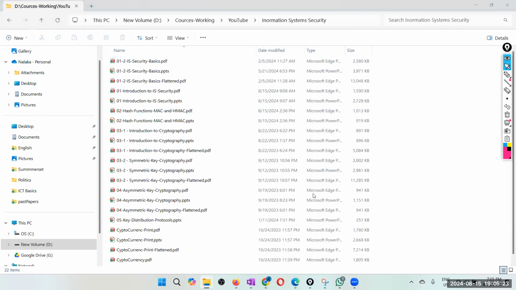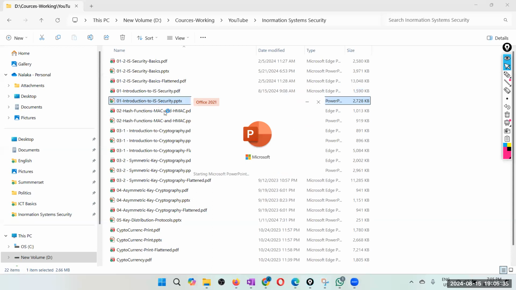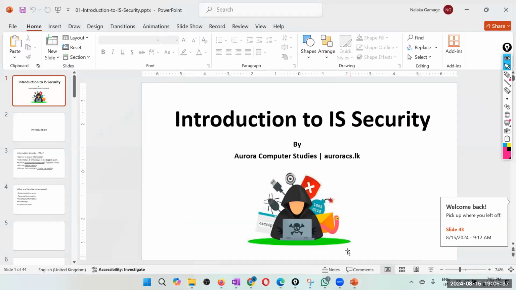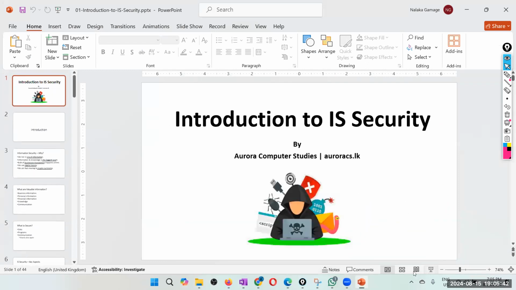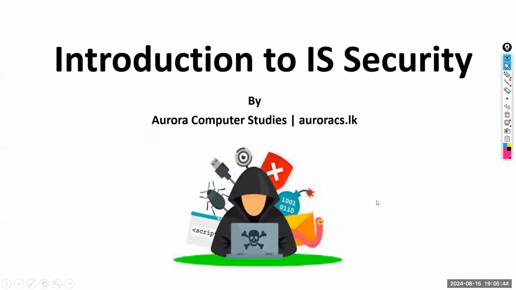Right. So let's start with introduction to information system security. Okay. Right. So this introductory topic is very easy, even you can read it and understand. So therefore, I'll do it very fast. Okay, very, very fast, because we need more time for topic 3, 4, 5, and those things. Okay. Right.